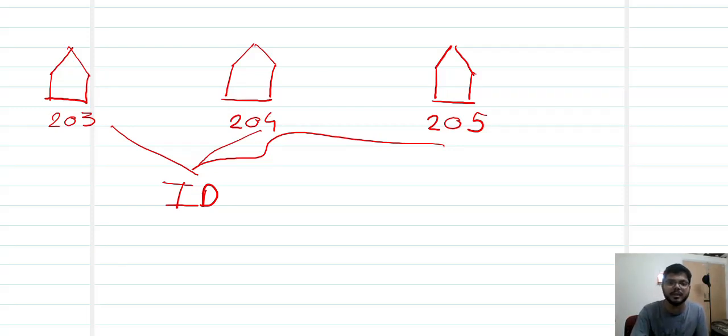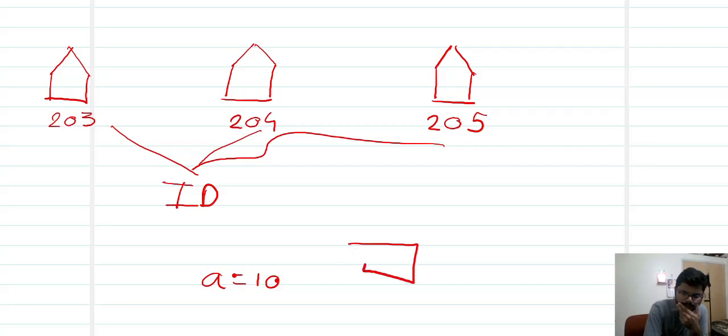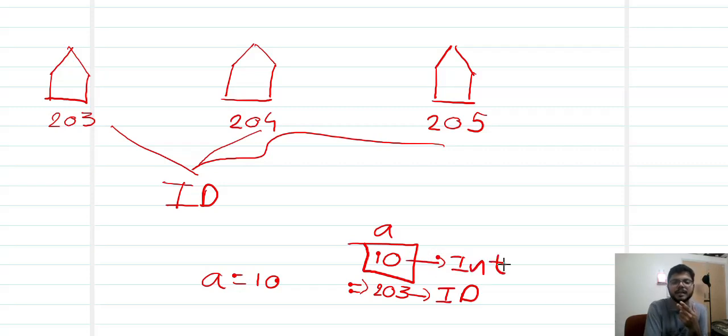In the same manner, suppose there is something called A equal to 10. It gives the location in which 10 is stored, and suppose the address of this is 203, so this is the ID. And the type is int type. Hope you got clarity on what is meant by type and what is meant by ID.